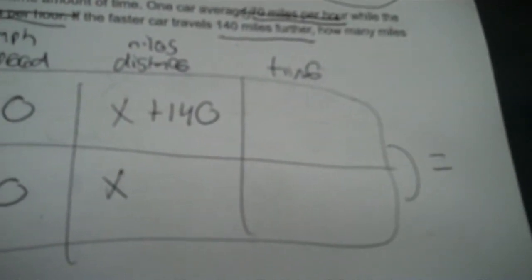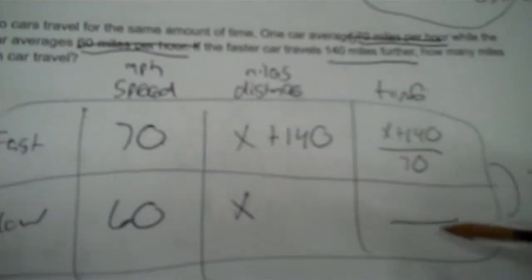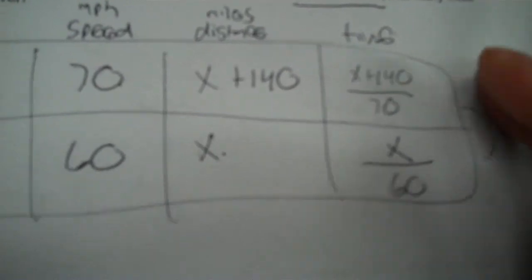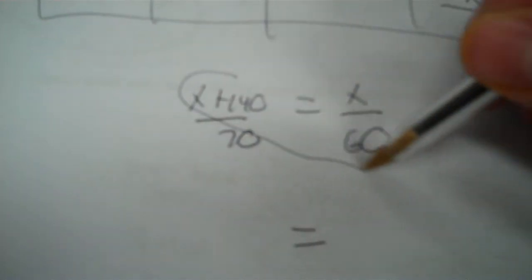And now the time, we know they're equal because they stop at the same time, but I take the distance divided by the speed. But I don't have the distance. It says X plus 140, and the speed I have 70. Distance is X, speed is 60. And now I line those up into a proportion. So X plus 140 over 70 equals X over 60. Okay, so you can go with either one first. It doesn't matter. I'll go here.